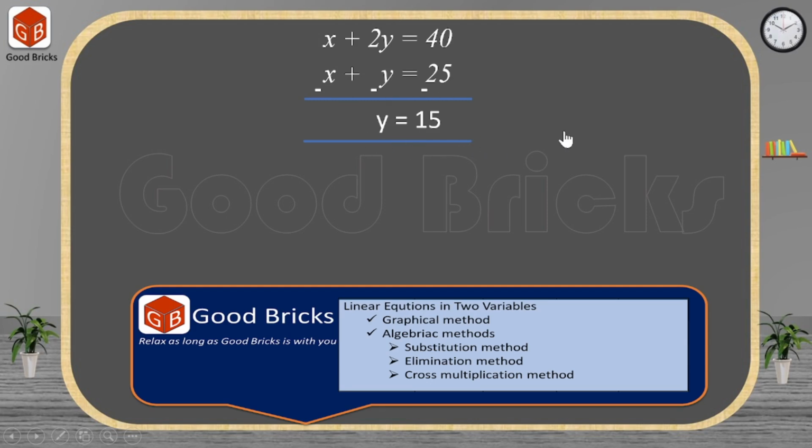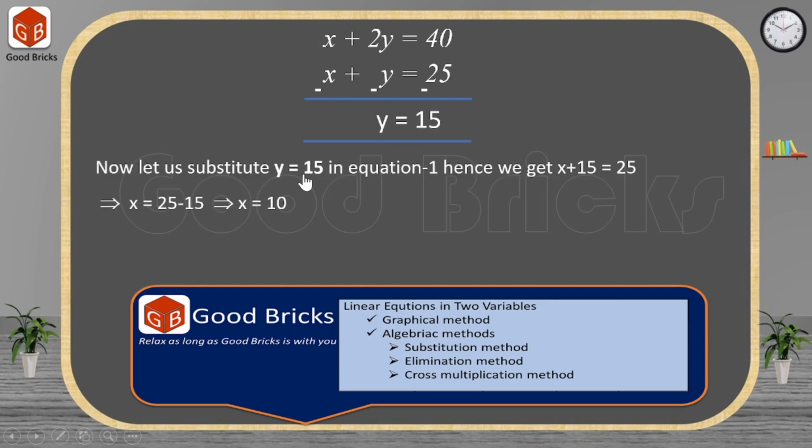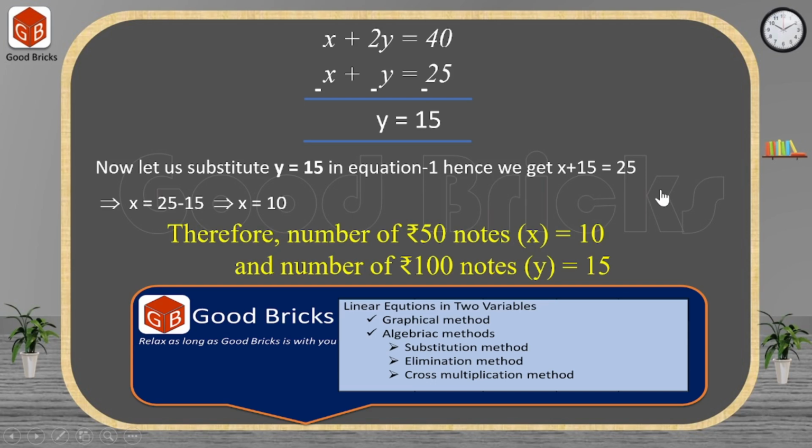Now we got Y is equal to 15. If you substitute this Y is equal to 15 in equation 1, you will get X is equal to 10. Finally we got the answer. What is it? The number of 50 rupees notes received by Meena is equal to 10. The number of 100 rupees notes received by Meena is equal to 15.